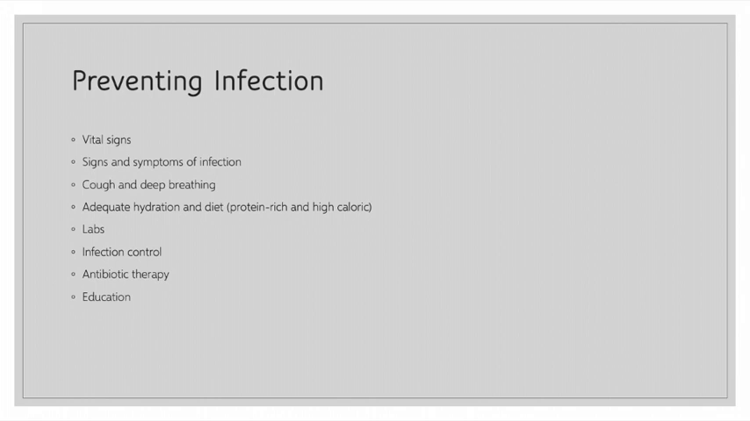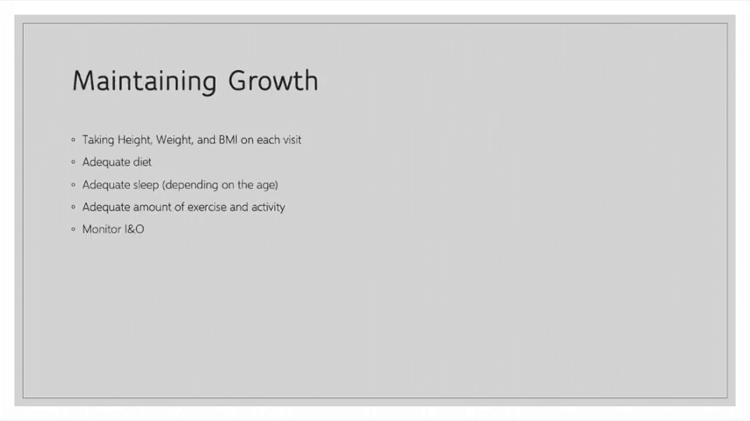And then once they actually do get a sputum culture, then we might narrow down our antibiotics so it specifically targets that infection. And then obviously education, so things like infection control, how to reduce infections, and then signs and symptoms of infection. So maintaining growth, if we go back a couple slides ago, I brought up that cystic fibrosis doesn't only affect the respiratory system, but it also can affect the pancreas and the intestines related to malabsorption of fats, proteins, and carbs.